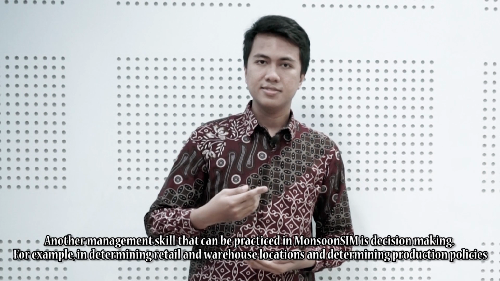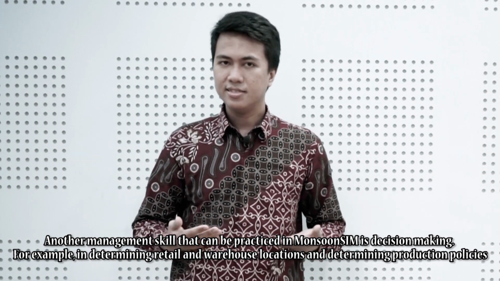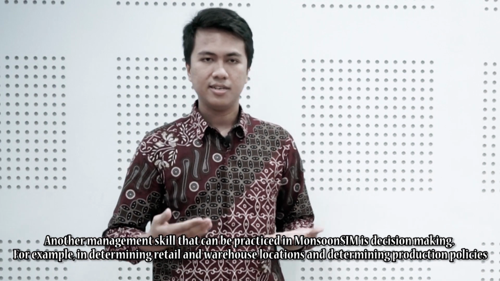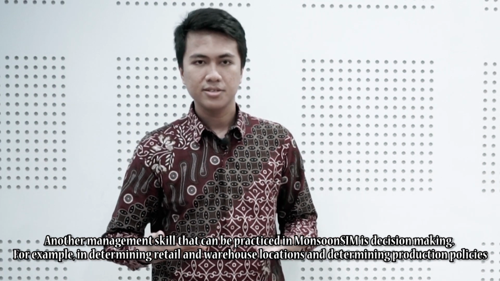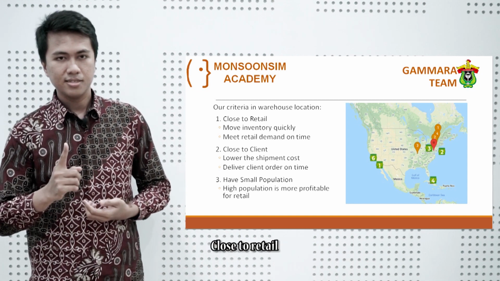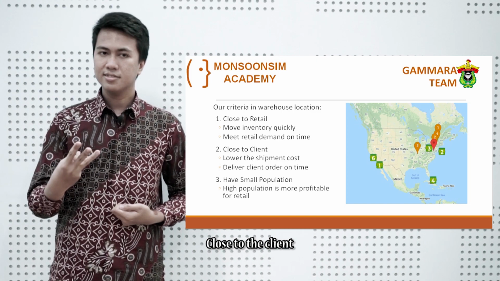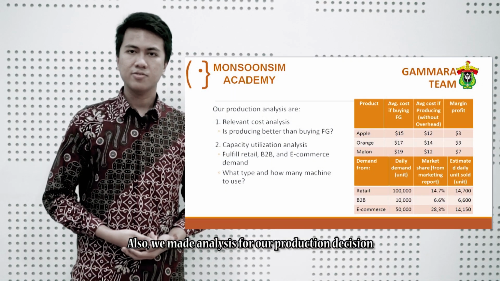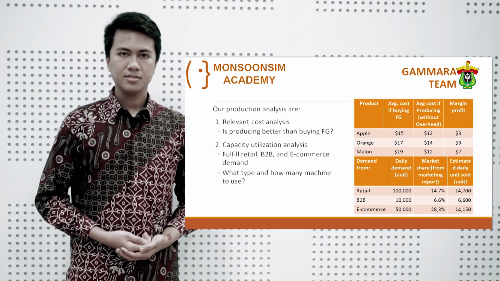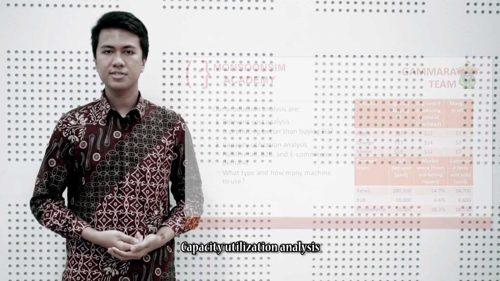Another management skill that can be practiced in Monsoon Sim is decision making. For example, in determining retail and warehouse locations and determining production policies. We have our criteria to determine the warehouse location. First is close to retail. Second is close to the client. And third, location with small population. Also, we made analysis for our production decision. First is relevant cost analysis. And second is capacity utilization analysis.